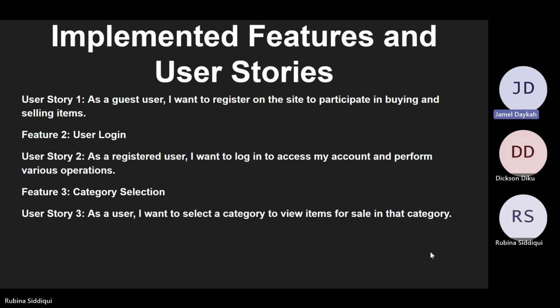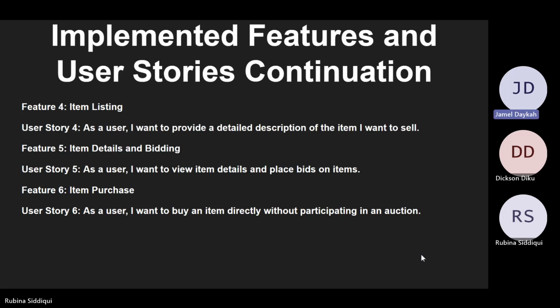So for our implemented features and user stories, the first feature is user registration. The user story is, as a guest user, I want to register on the site to participate in buying and selling items. Feature 2, user login. As a registered user, I want to log in to access my account and perform various operations. Feature 3 is category selection. The user story is, as a user, I want to select a category to view items for sale in that category.